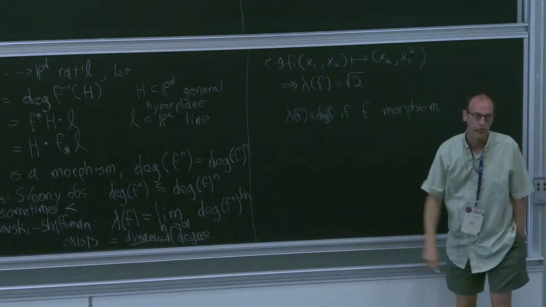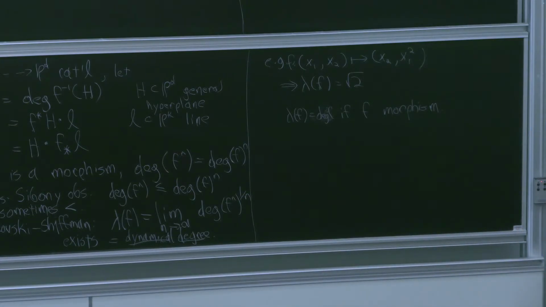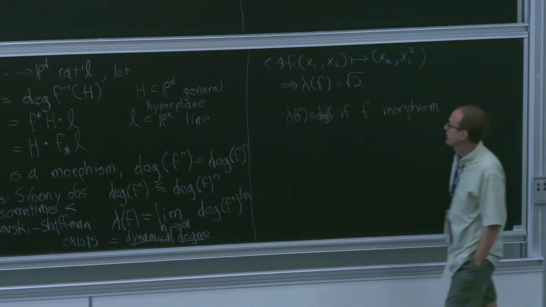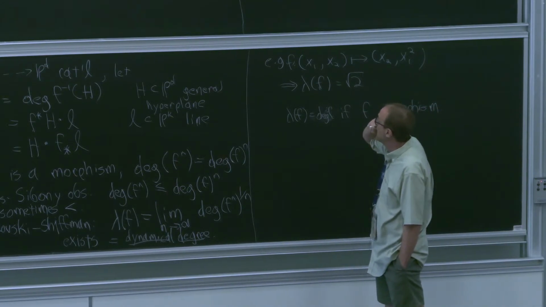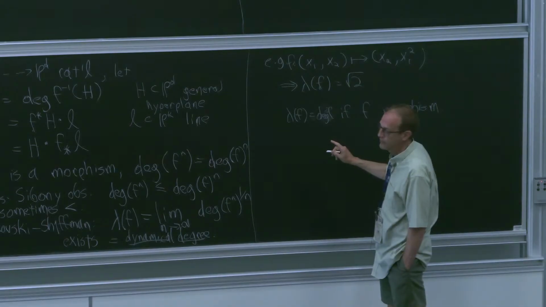Okay, but the dynamical degree doesn't even have to be a rational number in general. You can easily cook up examples where the dynamical degree is like a square root of a number or something. What do I want to say here?